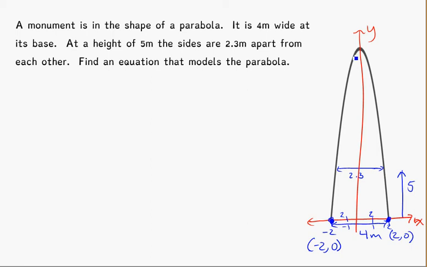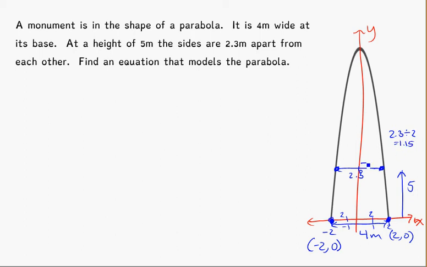Now, I don't know the max, but they did give me other information that at a height of 5, so a y of 5, I've got 2 more points here. And let's figure out what those would be. So the total distance between them is 2.3, but I know that I have to figure out how far that is if I split it in half. So from 0, how far in one direction, how far in the other direction. And what you would do is do 2.3 divided by 2, and you get 1.15.